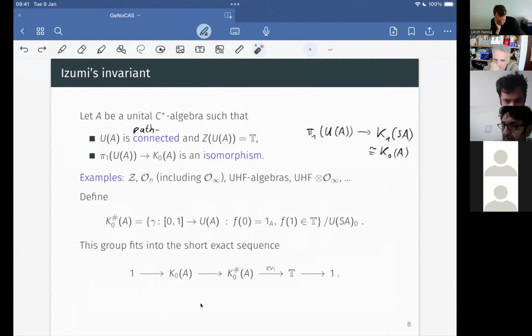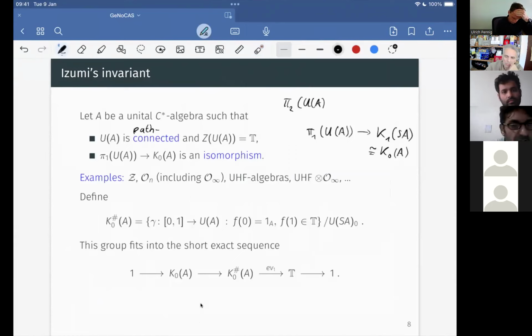One can define a morphism from pi2 of the unitary group of A to maybe K0 of A or K1 of A. Is it the case? Am I mistaken to think that it's somehow an isomorphism for every algebra? No, using this, you could construct a map from pi2 U of A to K1 of A, but we run into the same problem that you had before, right?